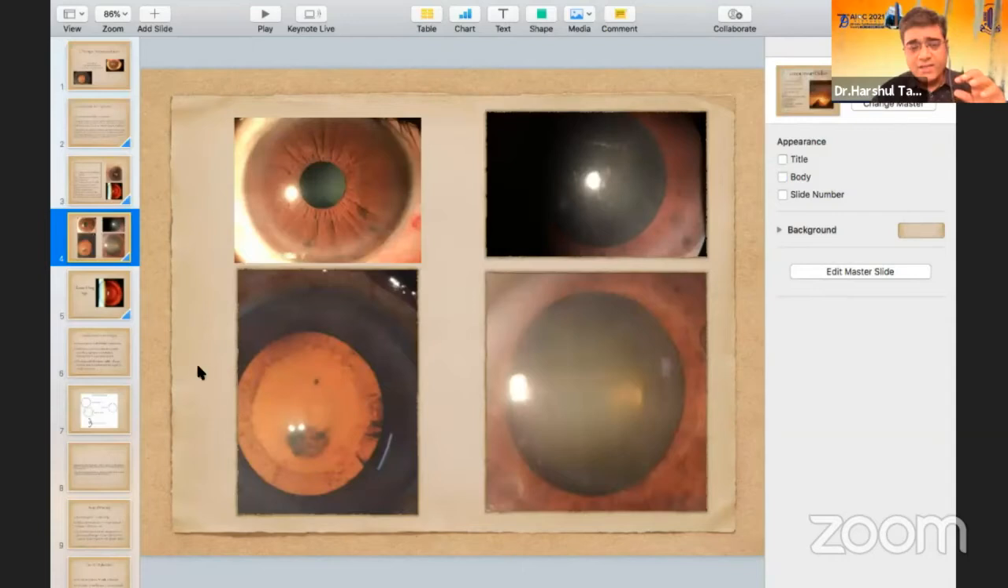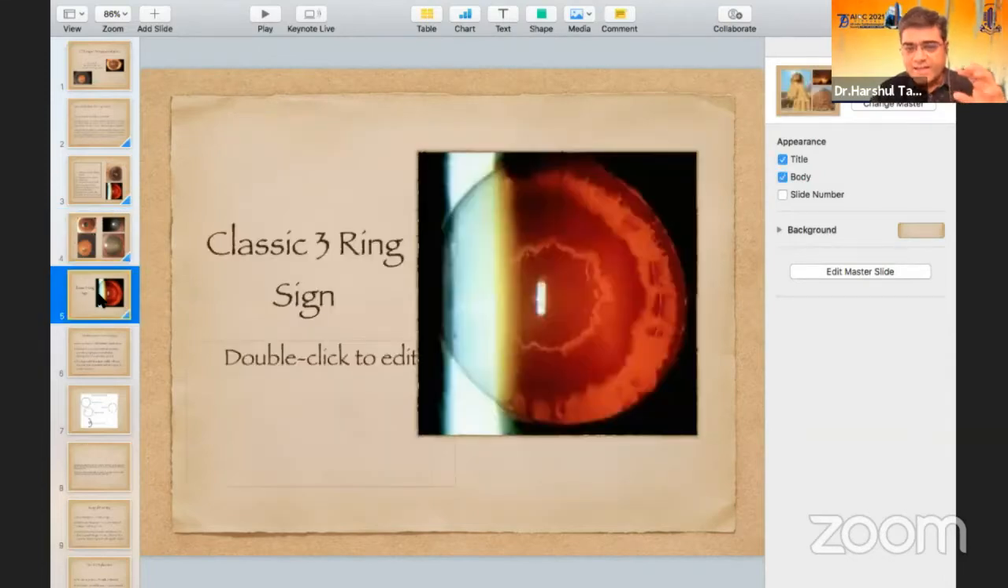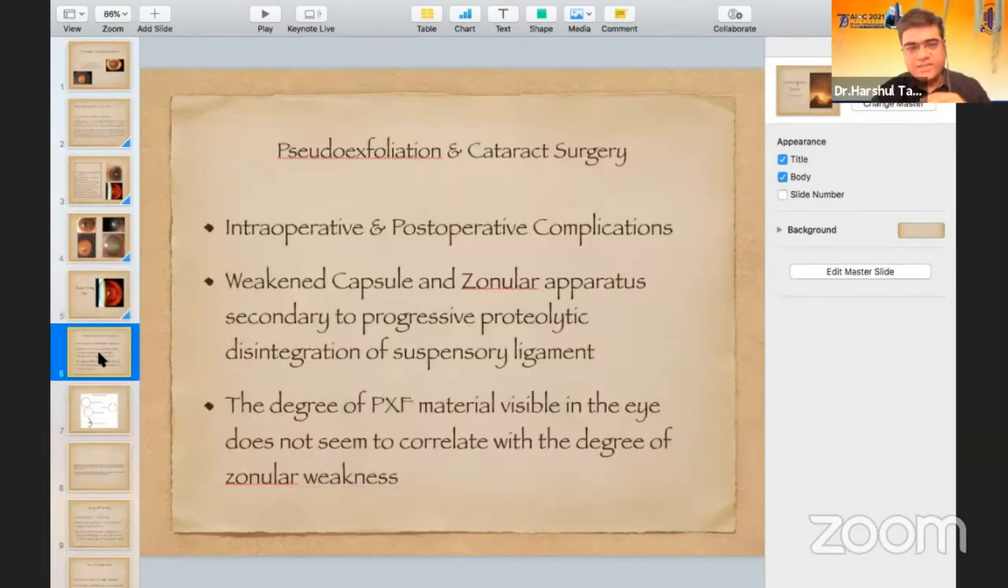So this is how the typical pseudoexfoliation in the eye looks like. We need to dilate the pupil and see, because many times we may miss the pseudoexfoliation which is there in the eyes. And this is the classic three-ring sign seen in a case of pseudoexfoliation. There is fibrillar material on the pupillary border, followed by a clear zone, which is because of the rubbing of the back of the iris surface on the lens capsule. And again, there is fibrillar material deposit which is seen.